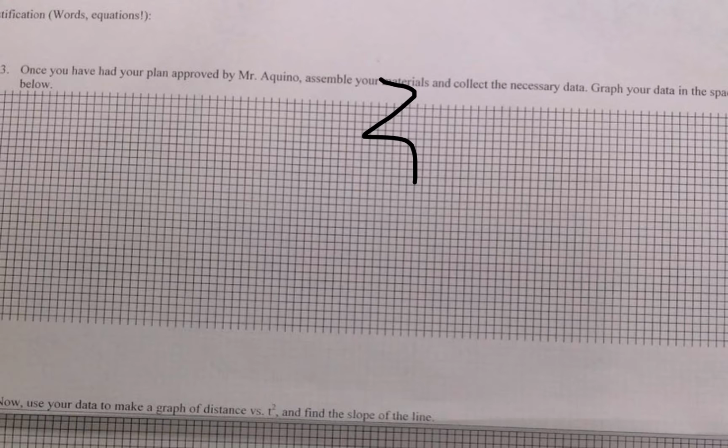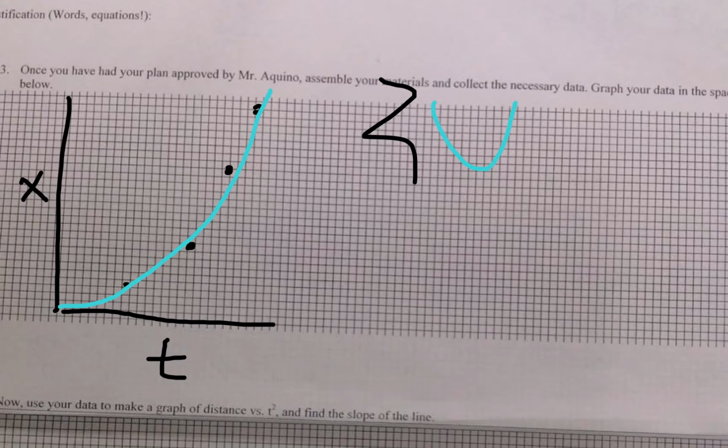So you should have made an XT graph with whatever data you had. If you did, you probably got some points that look like this, hopefully, because you'll see that if you look at what kind of shape they make, it is parabolic, so it looks like a parabola, which is good because that's what it should.